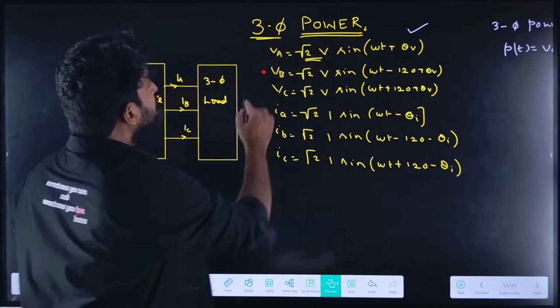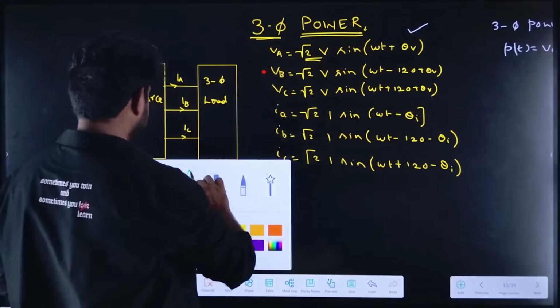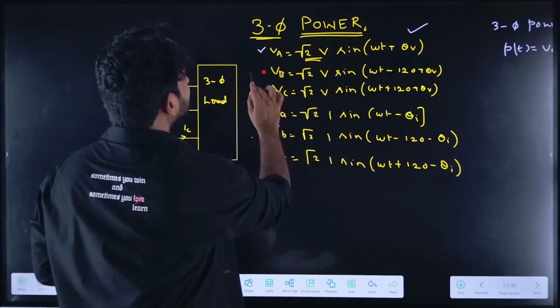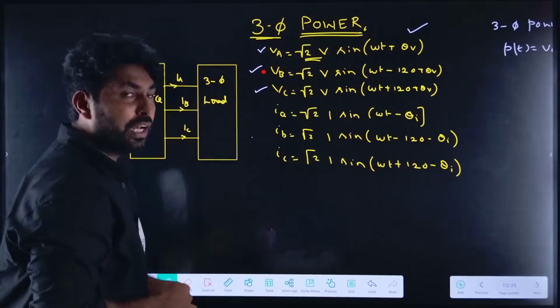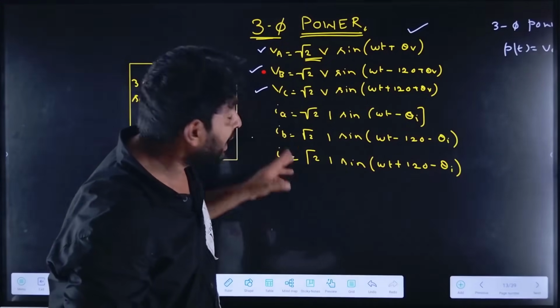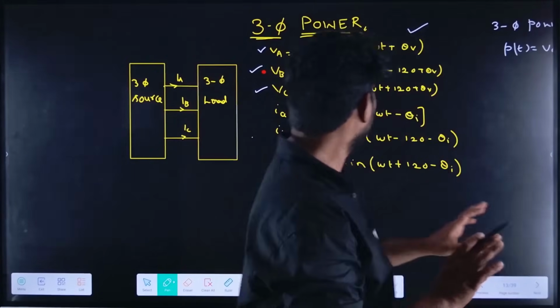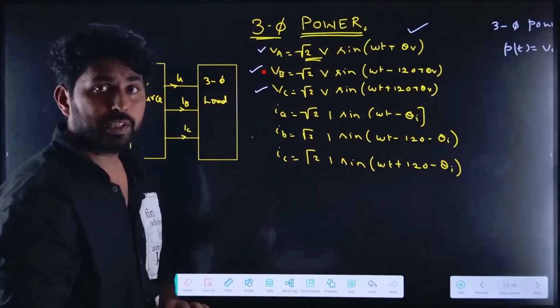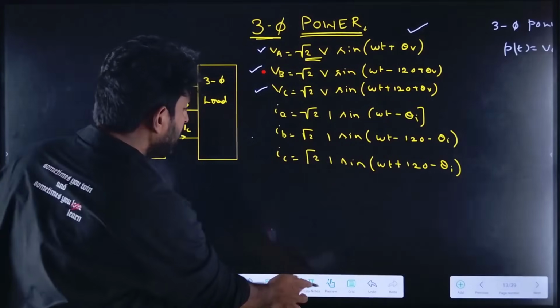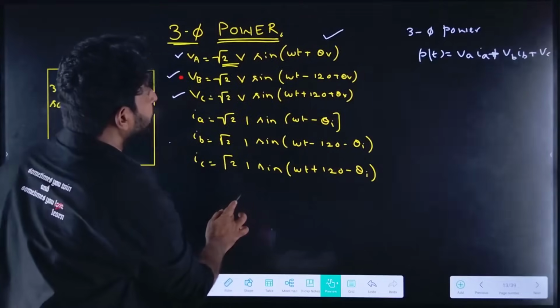Similarly, we have written VA, VB, and VC, and IA, IB, and IC also. Each phase differs by 120 degrees. Now let us find the power. How can we find the power?